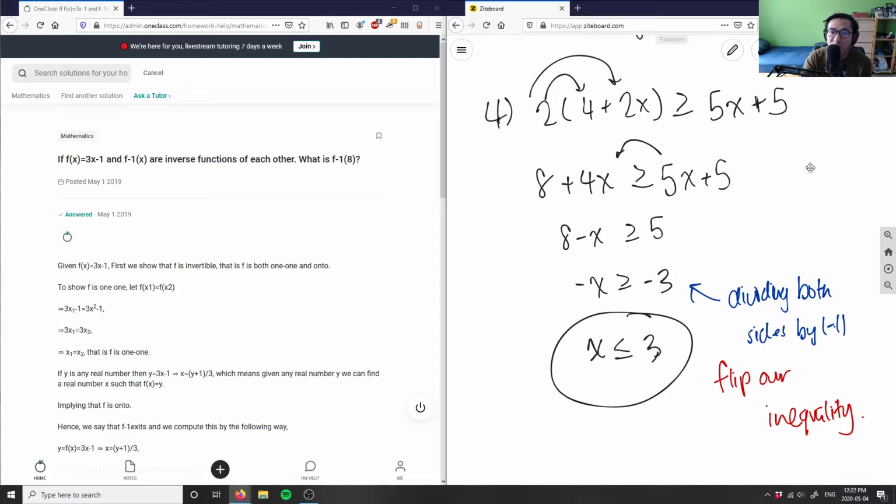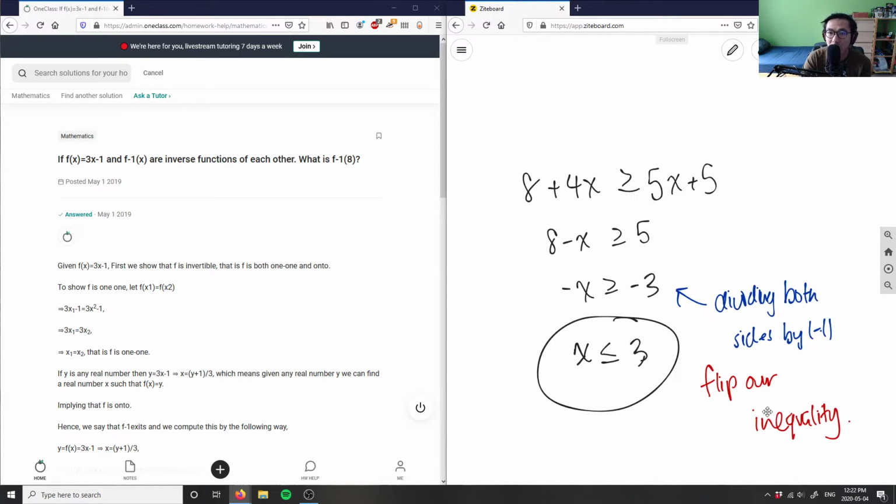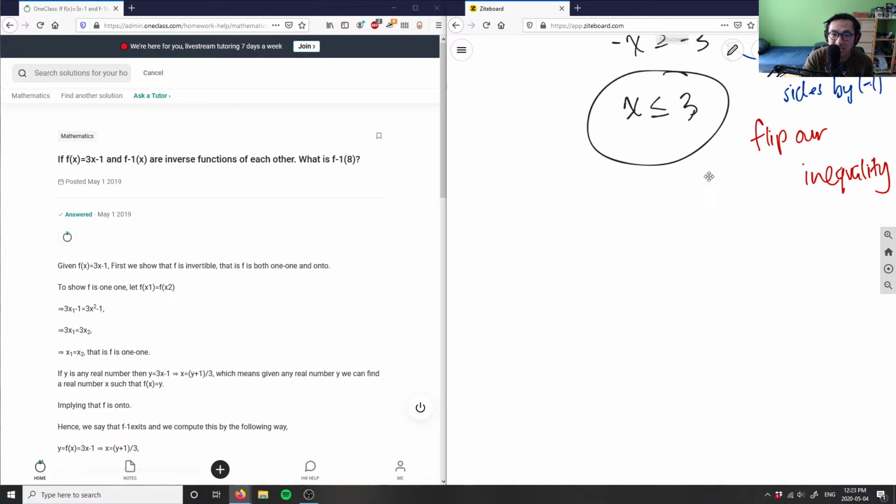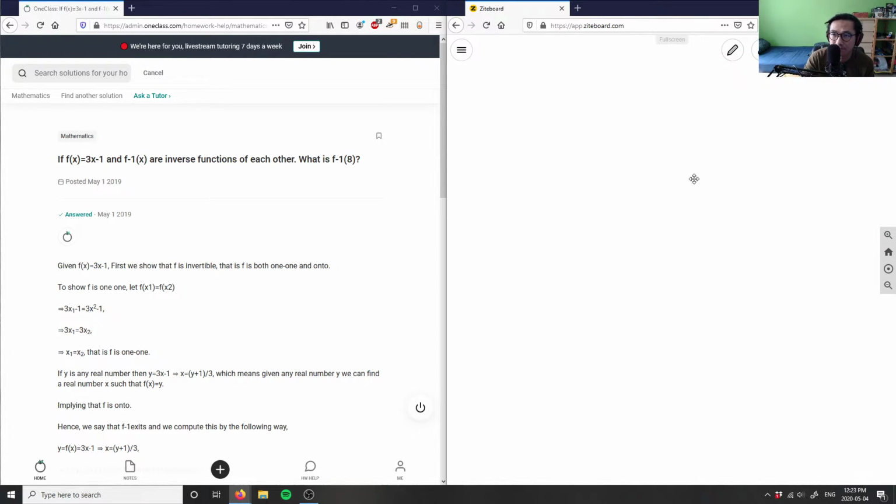So number 5 is asking, let's look at question 5. Yes, this is 5 here. It's asking us, if f of x is 3x minus 1 and f of negative 1 of x are inverse functions of each other, what is f of negative 1 of 8, the inverse function at 8? So here's number 5.